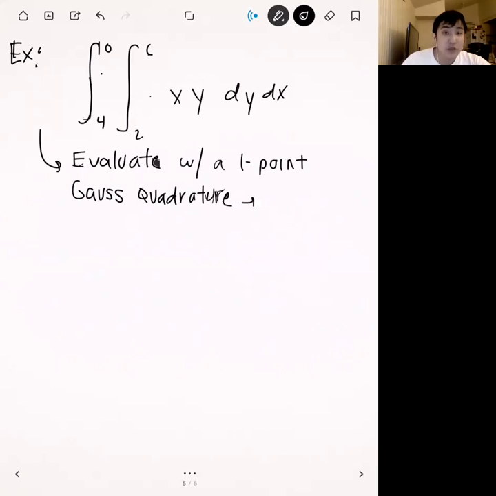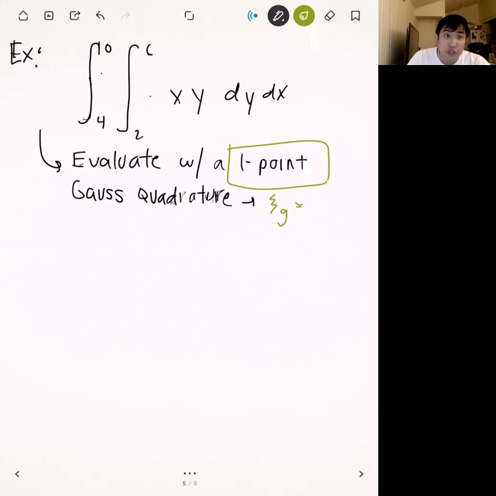And so the first thing that we need to do is, since we're doing a 2D integral, we know that we're going to use a 2D form of Gauss quadrature. And since we're doing a 1-point rule right here, the first thing that we need to establish is, what is the Gauss point at which we're going to evaluate this?